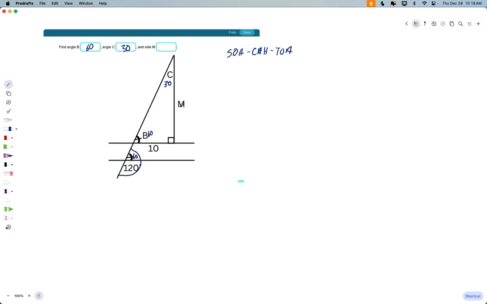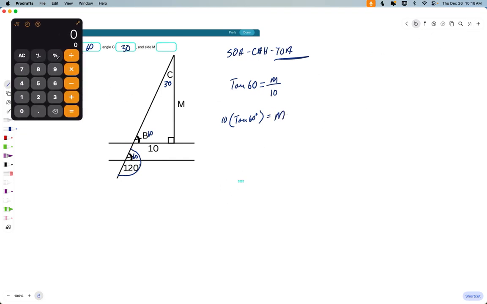So M is going to be opposite of 60, and we have an adjacent side of 10. So we need the opposite and the adjacent because we don't have the value of the hypotenuse. So we're going to use the tangent, opposite and adjacent. So the tan of 60 is equal to the opposite M over the adjacent 10, which means 10 times the tan of 60 degrees is the value of M, or the length of M.